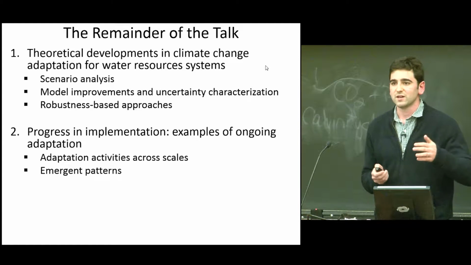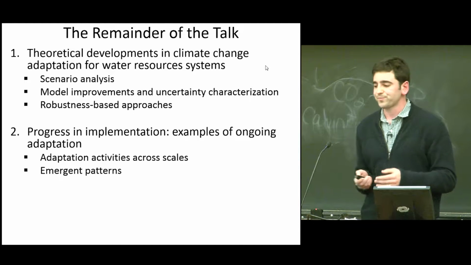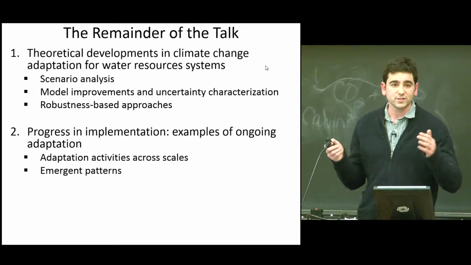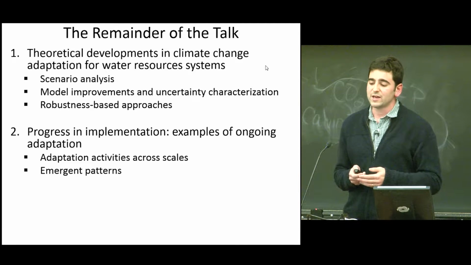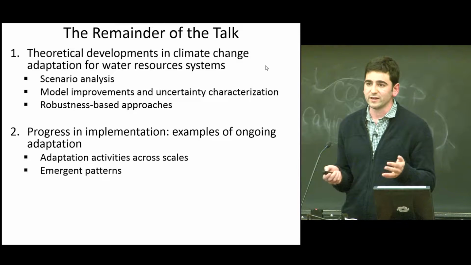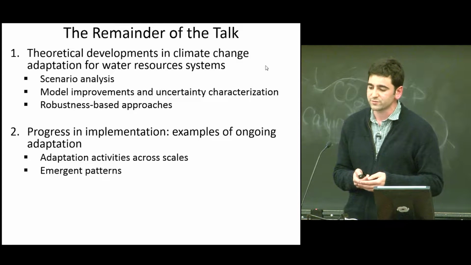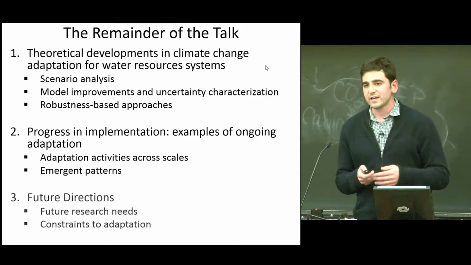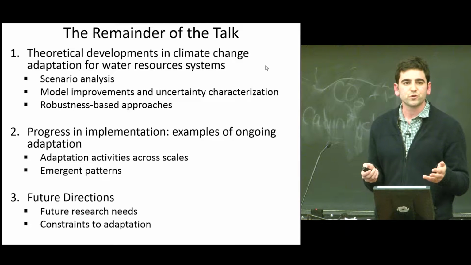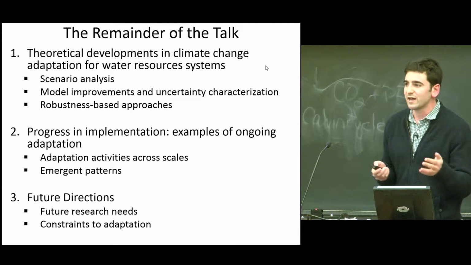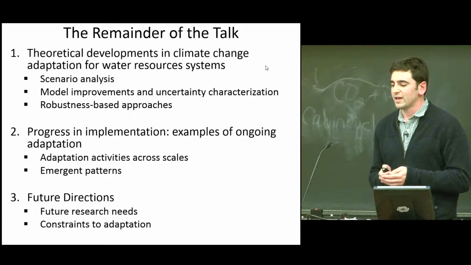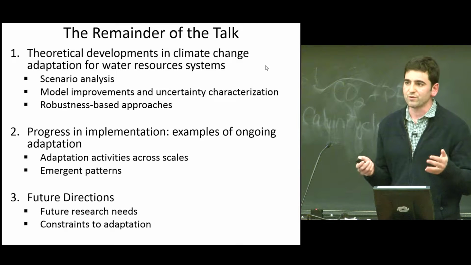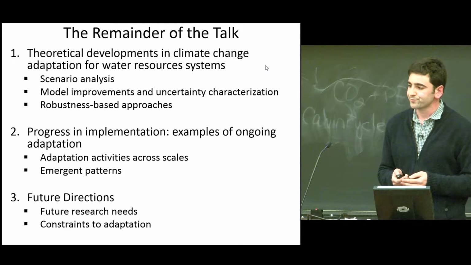And then, not necessarily in this order, as I go through that, touch upon at least some examples of how these theories have been applied in practice, and look at adaptation across governance scales, as well as some patterns that we can find in adaptation as it goes on in water systems. And then finally, I want to end with touching on some future directions, some future research needs that I think are needed, as well as some constraints on adaptation that we really need to tackle.